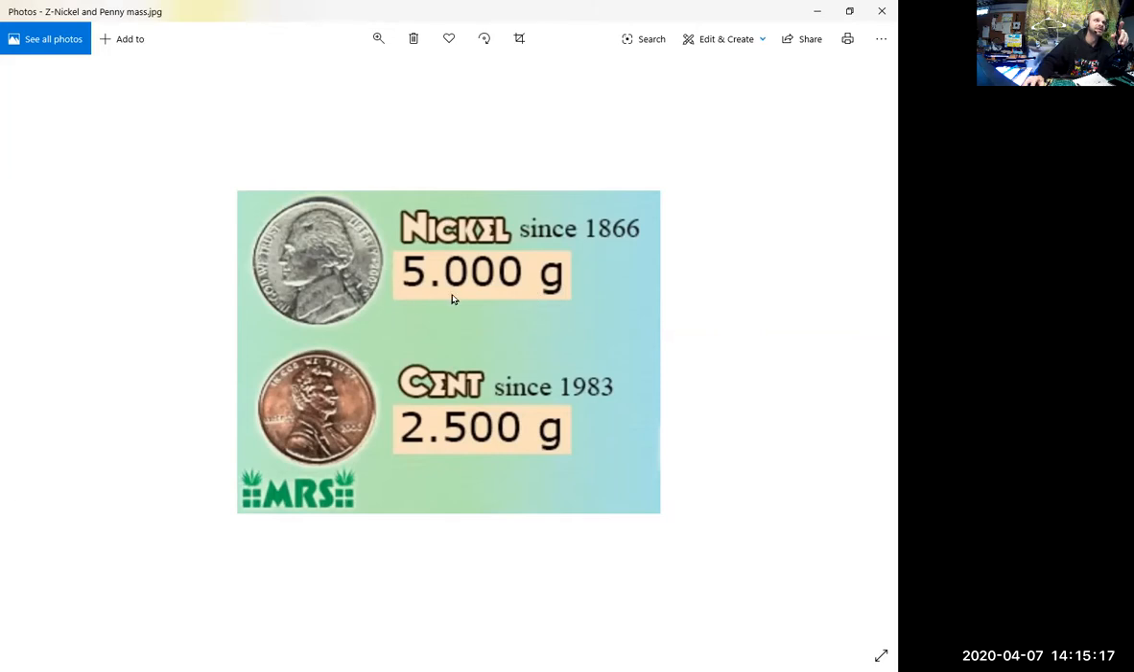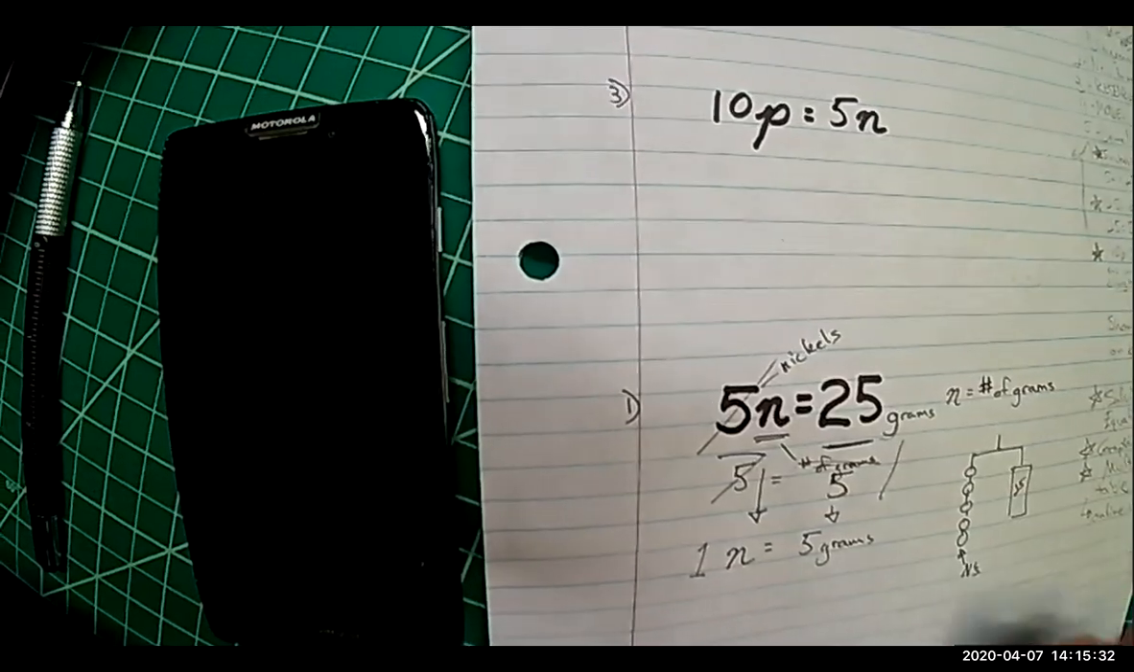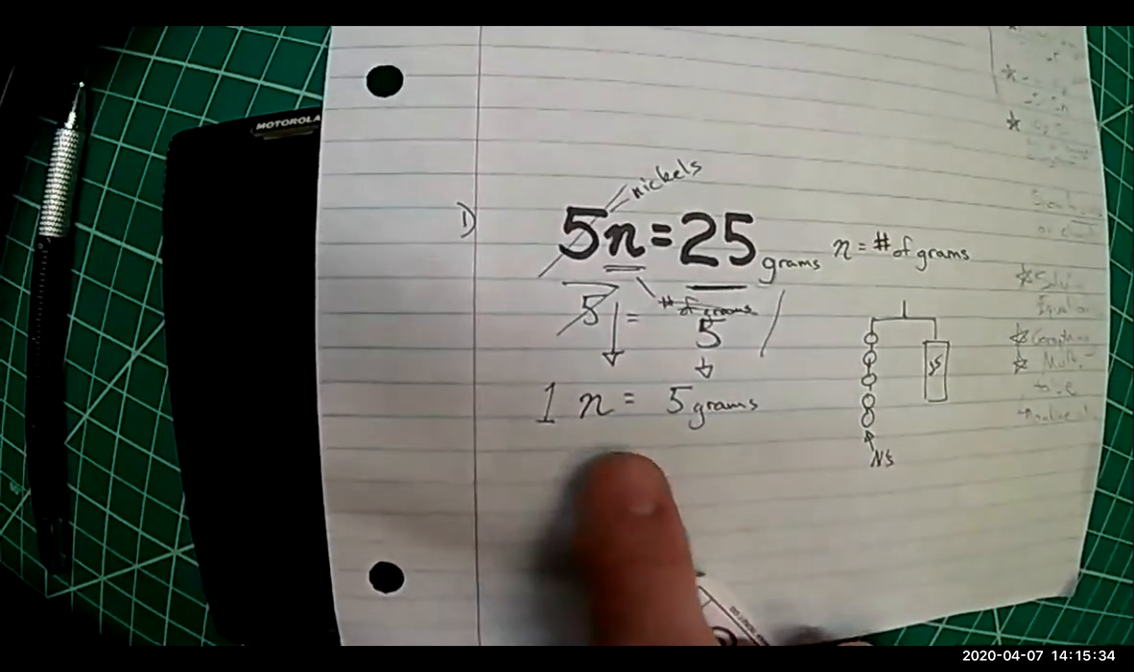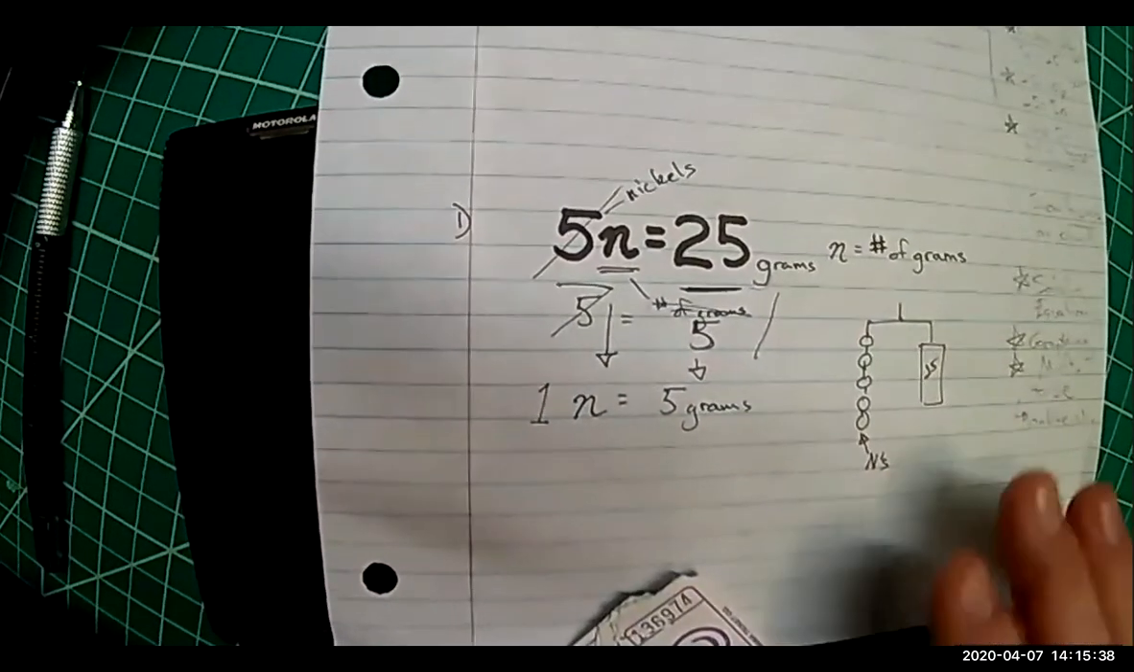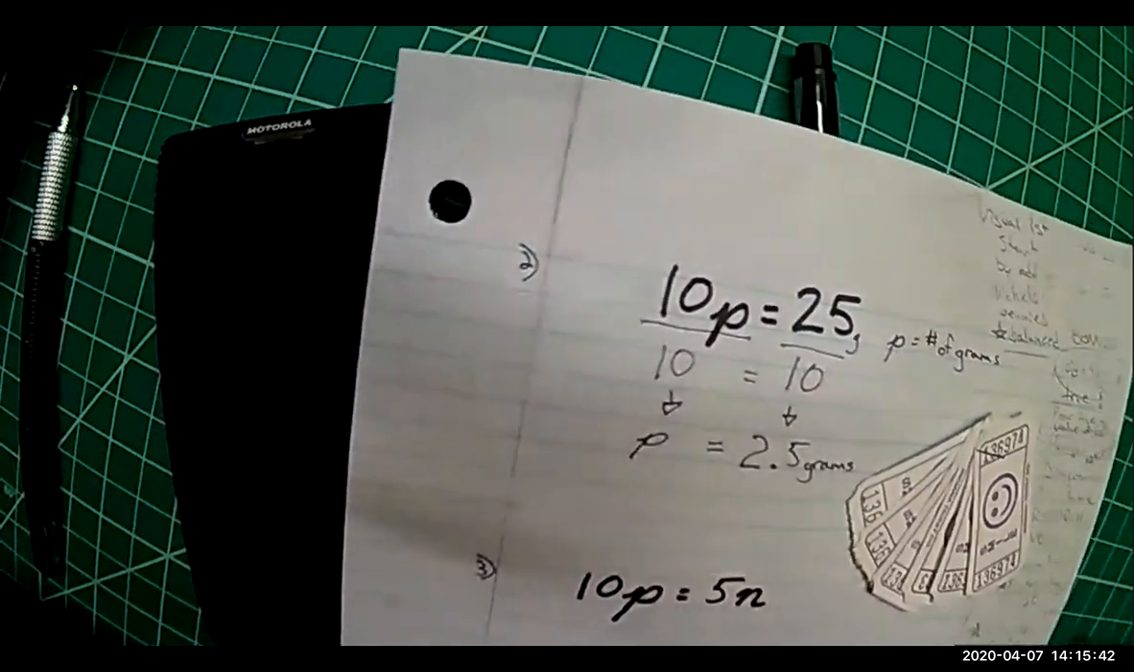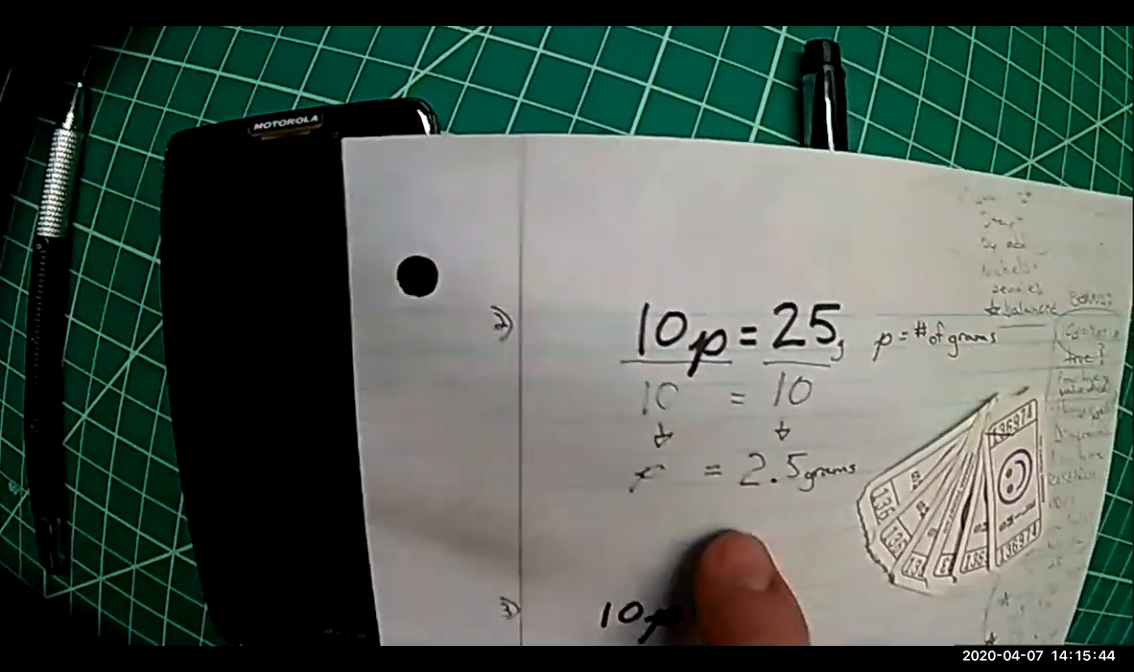Let's see. Did we say that nickels are worth 5 grams? We said that, right? Just to prove it, I'll show you again. 5 grams was our magic number. And indeed, we said that 1 nickel is worth 5 grams. So we're good on that. We got that 100%. Now pennies, we said were 2.5. And indeed, pennies are 2.5 grams.